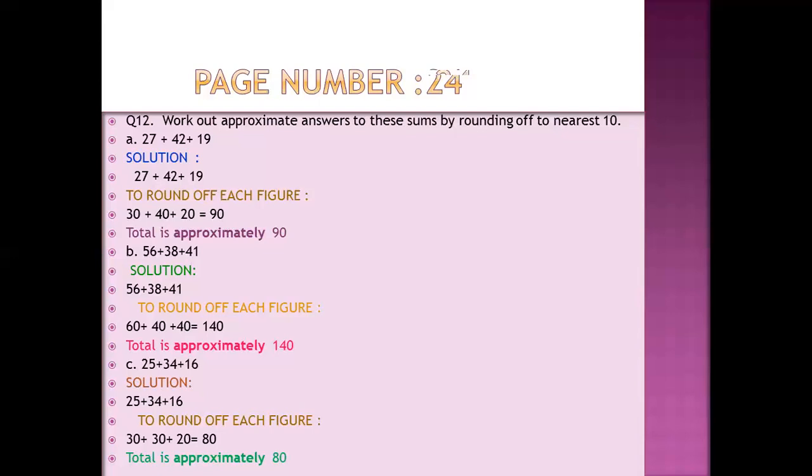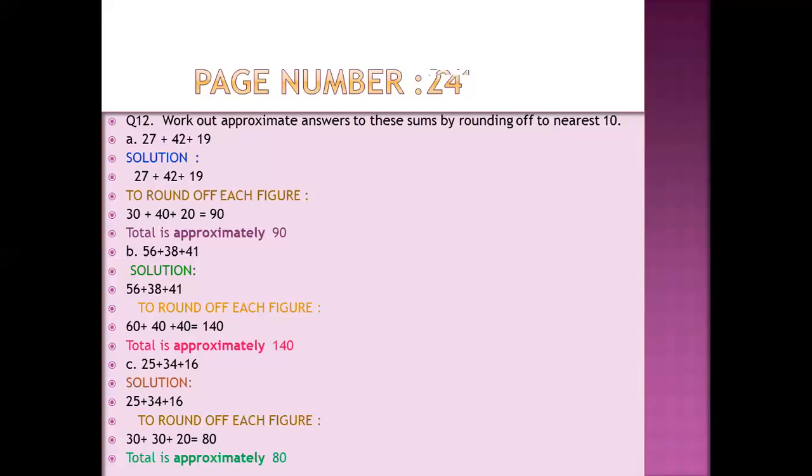Then come to 56 plus 38 plus 41. The first number is 56. The ones place is 6, and 6 is greater than 5. So after rounding it off, we write there 60.